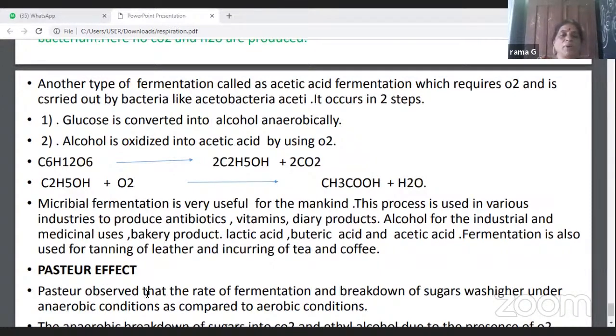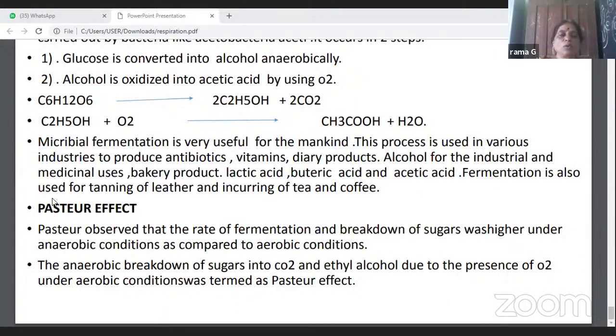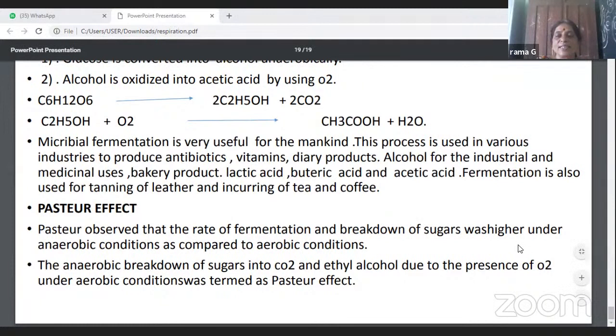Then the Pasteur effect. On this respiration process, one opinion was delivered by Pasteur, and after his name this effect is called the Pasteur effect. Pasteur observed that the rate of fermentation and breakdown of sugars was higher under anaerobic conditions as compared to aerobic conditions.